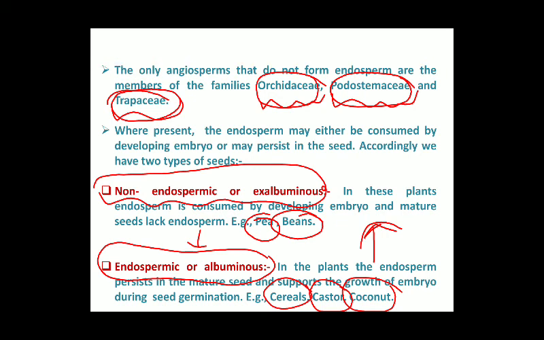One important thing that you will remember here: in monocots, almost all the species, all the plants, have the endosperm. That means they are endospermic. There is one exception that you will remember, Elisma. Elisma is a monocot that lacks endosperm. That is non-endospermic. All monocots are endospermic except Elisma. This is very much important.